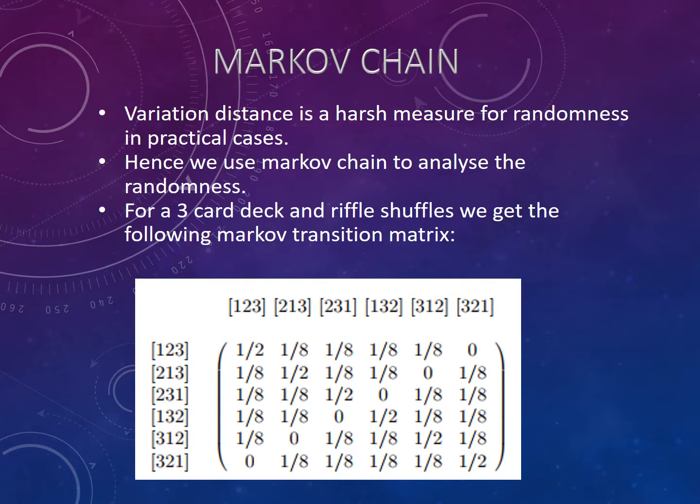According to the Markov chain and its property, it is memoryless, which means the future state depends only on the previous state and not any other state. So the given matrix is the transition matrix for a three-card deck using riffle shuffles. As you can see, there are only 8 possible combinations. That's why we're able to put it on this page. If we go for an 8-card deck, it would be 128 possible combinations, and it wouldn't fit on one page.